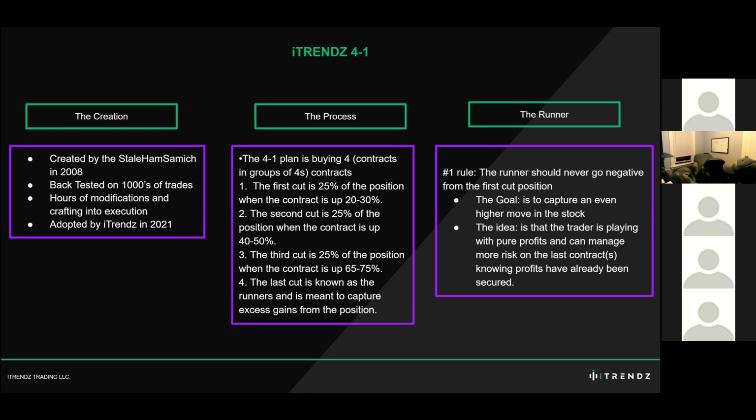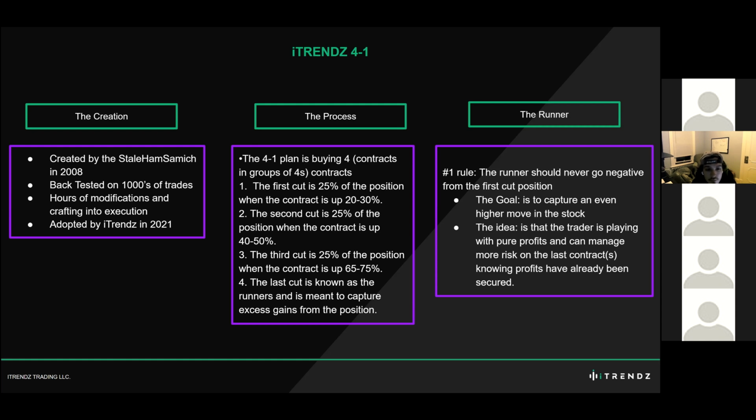So what is the process? How the iTrends 4-to-1 plan works is buying 4 contracts, or buying contracts in groups of 4. That's how you start. The first cut is 25% of your position, so 1 contract, or multiply by how many sets of 4 you have. And that first contract, you're cutting when the play is up 20, 30%. The reason you do that is because you're protecting yourself from an inaccurate entry, and you're also securing gains right out the jump. The second cut of another 25% comes when the position's up 40, 50%, because then you know you locked in 50%.